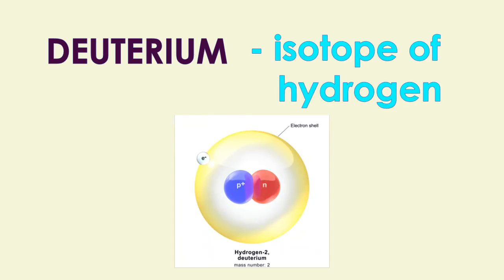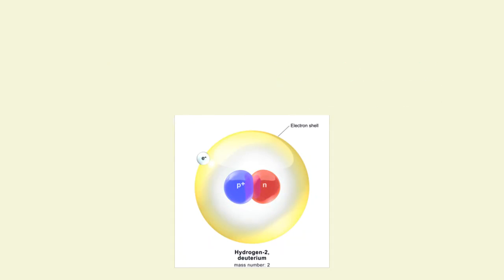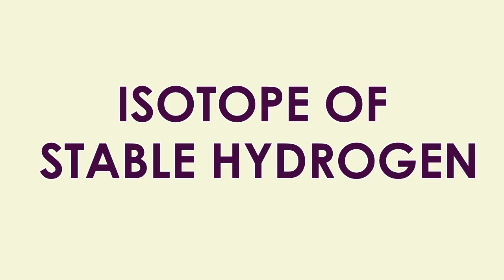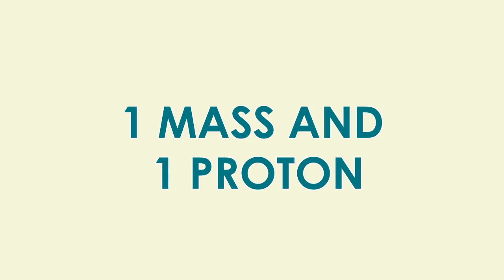Isotopes are atoms of the same element but different mass. For example, deuterium is an isotope of hydrogen. Since deuterium has a mass of 2 and a proton of 1, it is an isotope of the stable hydrogen which has only a mass of 1 and 1 proton. This is Dalton's atomic theory.